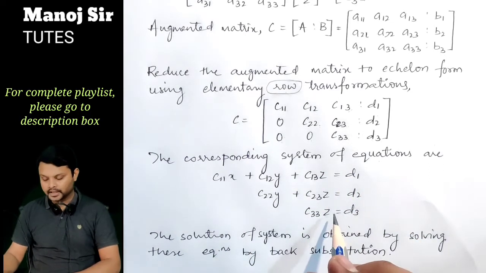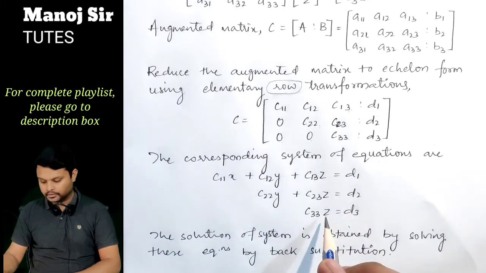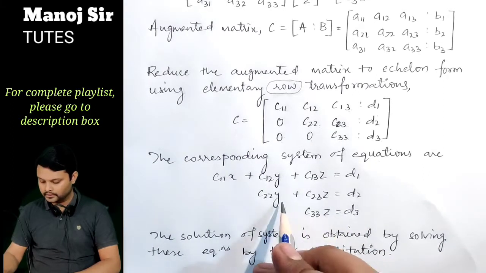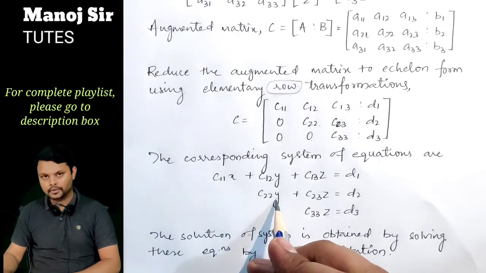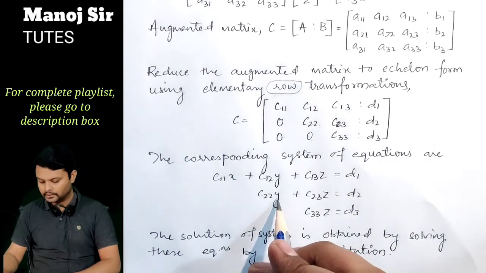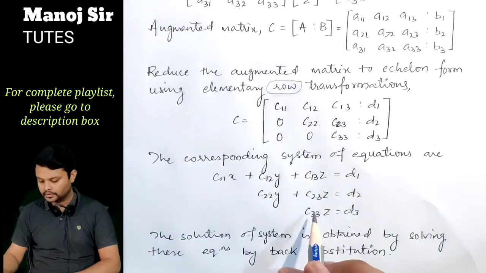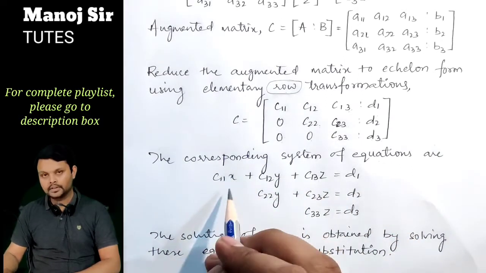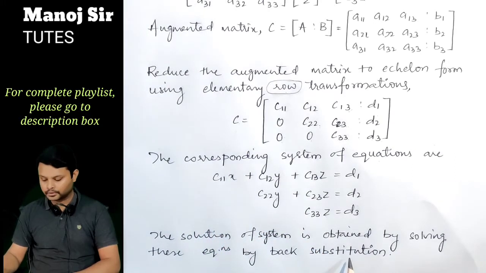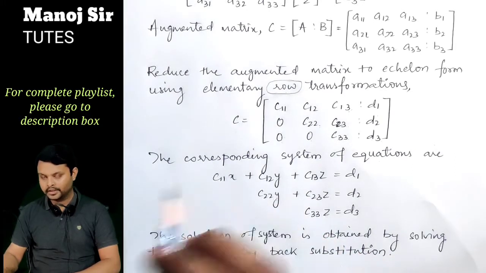What does it mean? On solving the last equation you will get the value of z. Then we come to the previous equation. We have the value of z but we don't have the value of y. From this equation we can get the value of y. Then we come to the first equation. You have the values of y and z. Put these values here, and you will get the value of x. So by back substitution we can find the values of z, y and x.